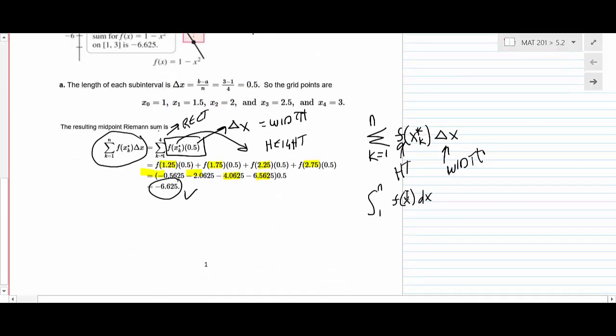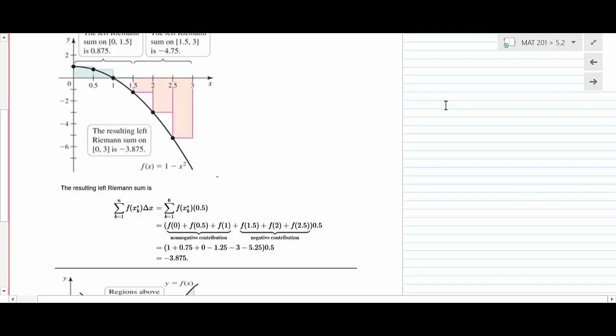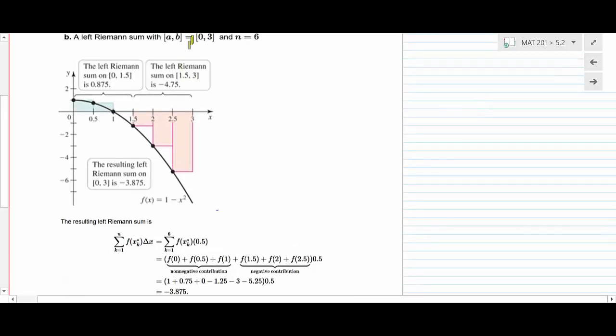Okay. All right. So let's do the next page, which is just kind of another example. I'm not going to talk much about this other than the notation.